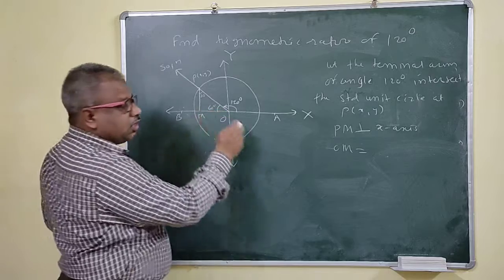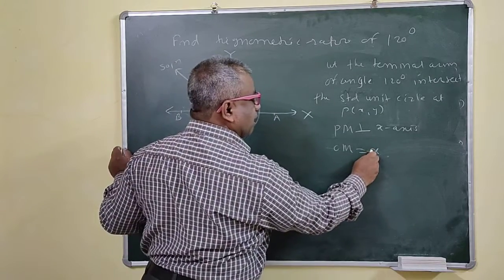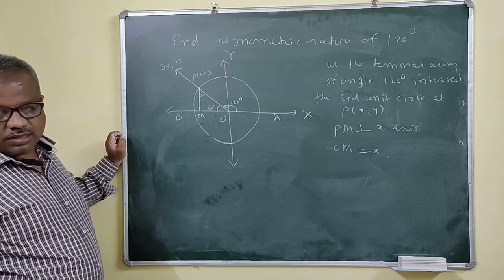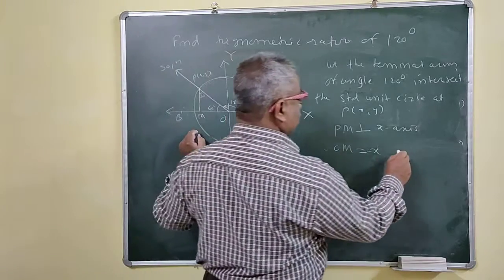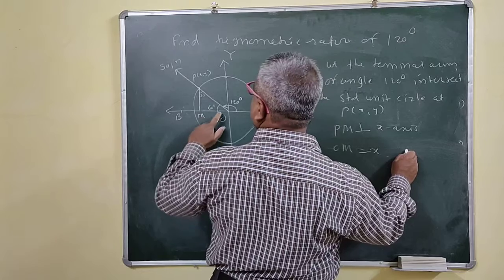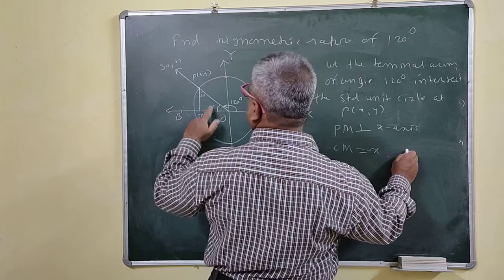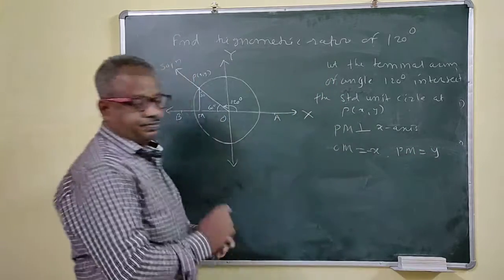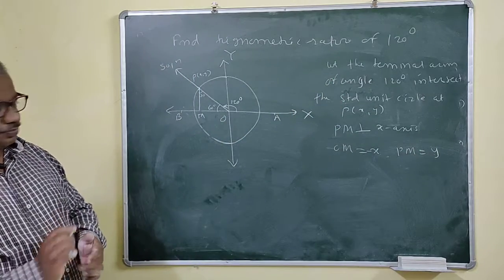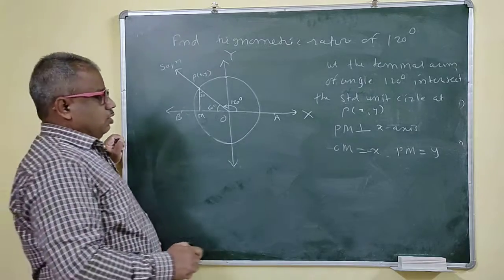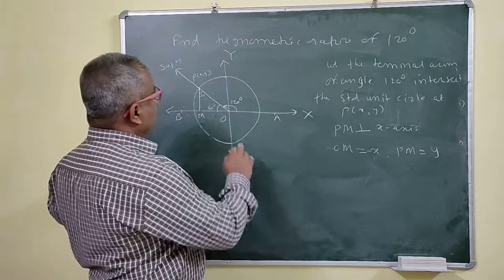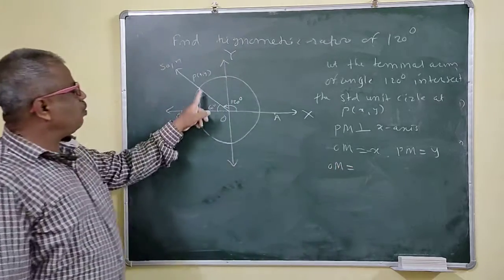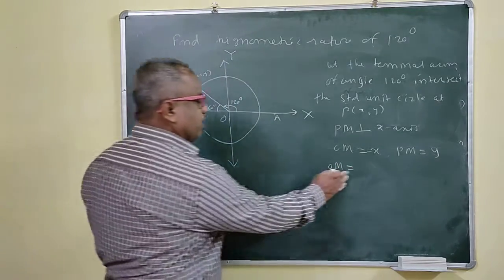Your OM is x now, right? Actually this is minus x, right? So now your OM. Then PM. PM is y. Okay. Now what is this then? Your OM is the opposite side of angle. Okay, now this we write now.